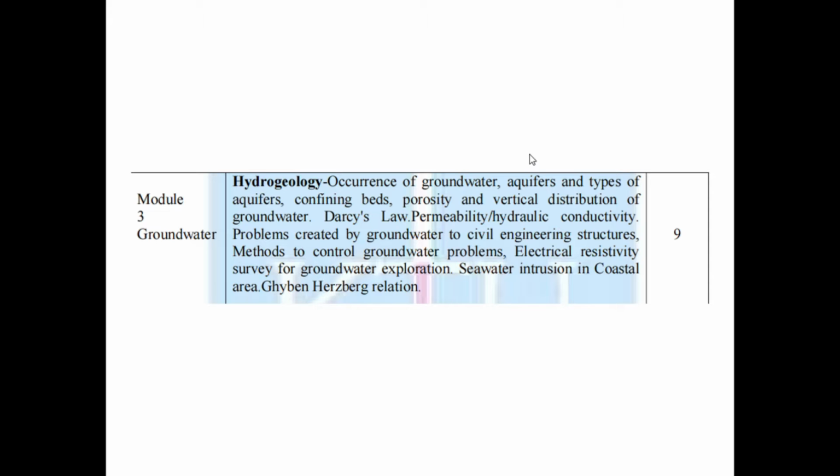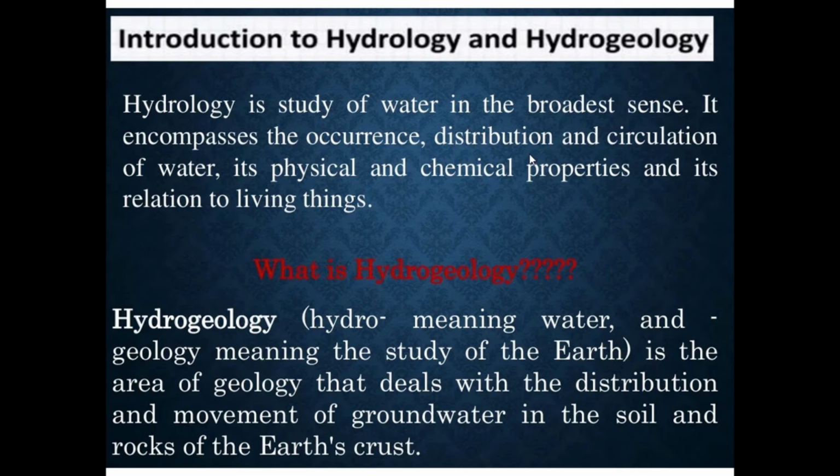So porosity, you all know, you have studied in your geotechnical, right? So Darcy's law is used to determine the permeability. So permeability, hydraulic conductivity, then problems. What are the problems created due to groundwater to civil engineering structures? Then method to control the groundwater problems, electrical resistivity survey for groundwater exploration, seawater intrusion in coastal area, and Ghyben-Herzberg relation. So these things we are going to study in our third module.